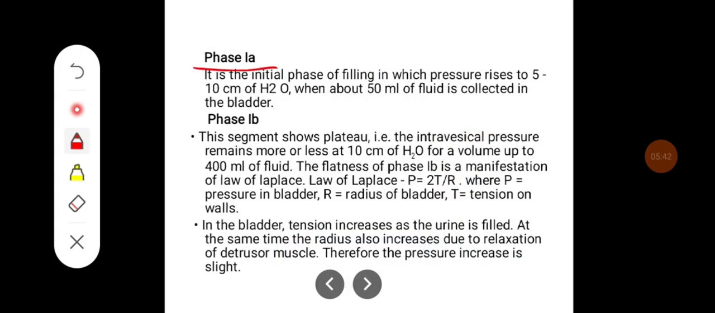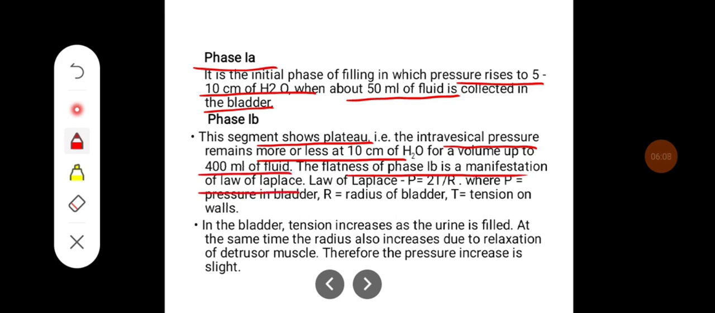Phase 1a is the initial phase of filling, in which pressure rises to 5 to 10 centimeter of water when about 50 ml of fluid is collected in the bladder. In phase 1b, which shows a plateau, the intravesical pressure remains more or less at around 10 centimeter of water for a volume up to 400 ml. The flatness of phase 1b is a manifestation of the law of Laplace.